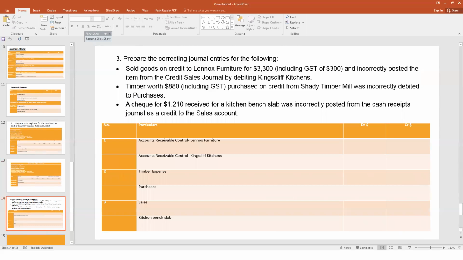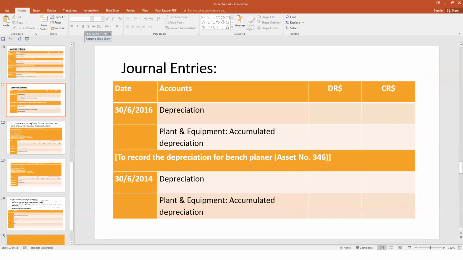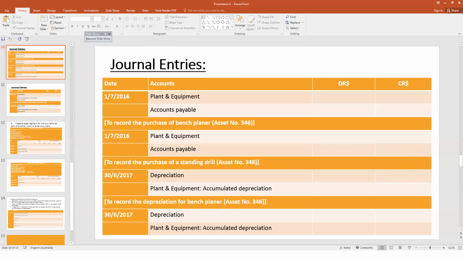Okay, so after that we have number 3. Maybe this is going to be my last lecture on this topic. So we have some correcting journal entries for the following. So we need to do correcting journal entries. So what are correcting journal entries again? Suppose we did the journal entry here, and let's say we made some mistakes, right? We made some mistake here. Since we all are new, maybe we don't know how to do the bookkeeping. So we made some mistakes.